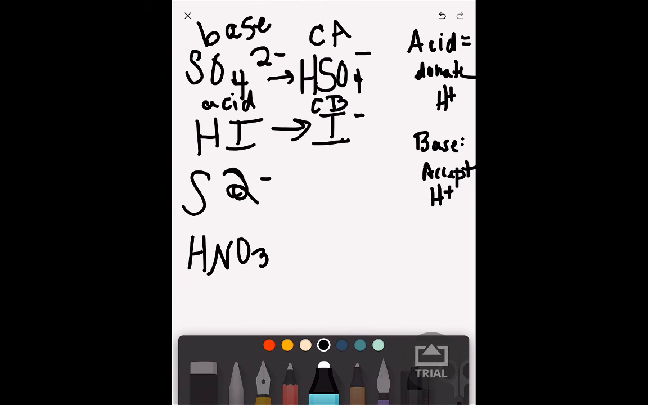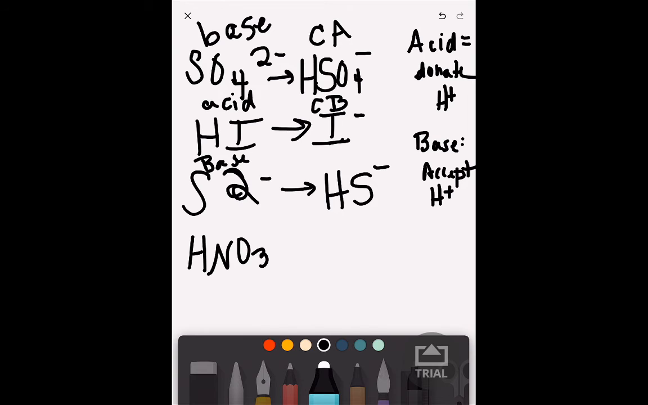S2 minus, again, does not have any hydrogen ions to donate, so it cannot be an acid. It has to be a base. If it's a base, we know it's going to accept a hydrogen ion. So if it accepts 1 hydrogen ion, we add that hydrogen ion to it, and it becomes less negative by 1. Now, it could accept another hydrogen ion and become H2S with no charge, but we're just going to give it 1 hydrogen ion.